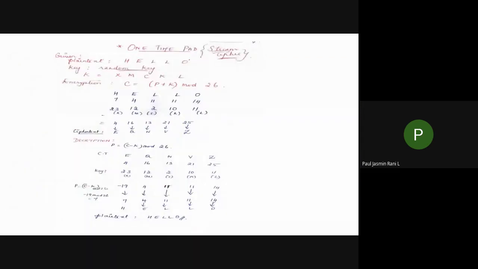So next one is the one time pad. The one time pad is the last method for the monoalphabetic substitution method. Here you have a key. Let us consider one problem: hello, and one is the key. In the one time pad method, a random key is generated according to your plain text. If your plain text length is 5, the generated key length will also be 5.